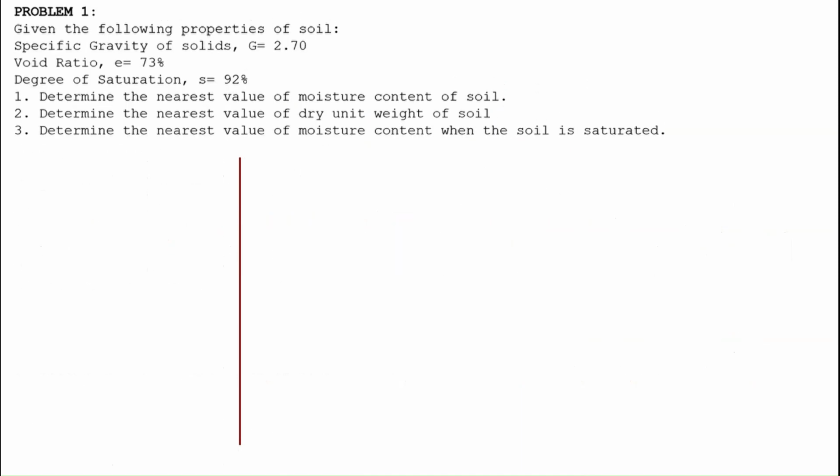Given the following properties of soil: specific gravity of solids, G equals 2.70. Void ratio, e equals 73%. Degree of saturation, S equals 92%. Number 1. Determine the nearest value of moisture content of soil. Number 2. Determine the nearest value of dry unit weight of soil. Number 3. Determine the nearest value of moisture content when the soil is saturated.